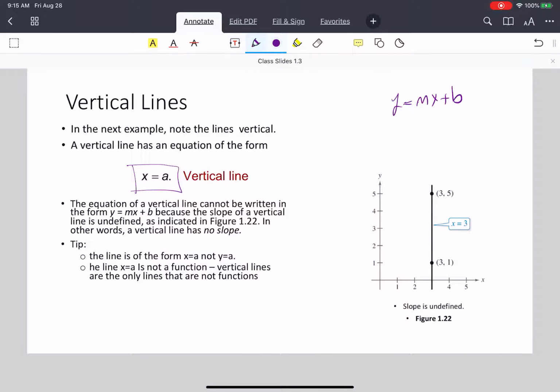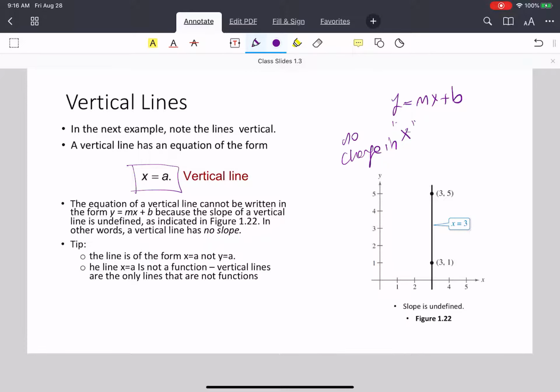The reason is that we cannot do a change in x. So x seems to be always the same. No change in x. So for that reason, we cannot compute a slope. So for that reason, we're gonna say vertical lines always look like x equals a. So it's always gonna be a constant x value.